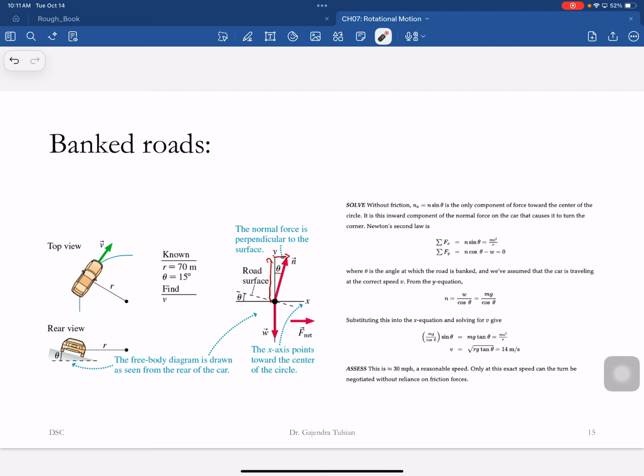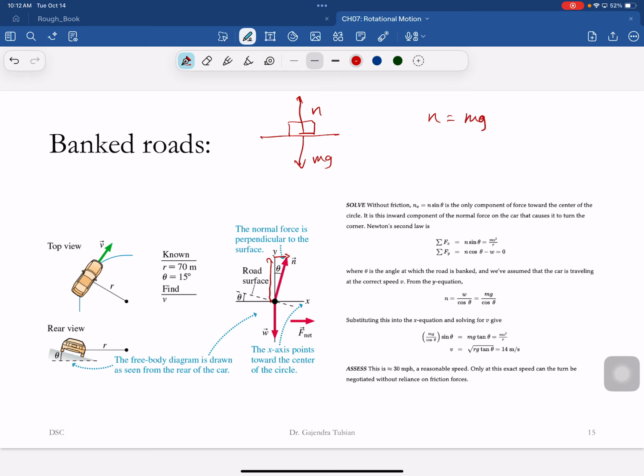So what is happening is, when you're driving on a flat road, the normal force is equal to your weight. When you drive on a curved road, the normal force becomes greater than your weight. And part of the normal force, this component, is balancing your weight, and this component of the normal force is what's providing the centripetal force.